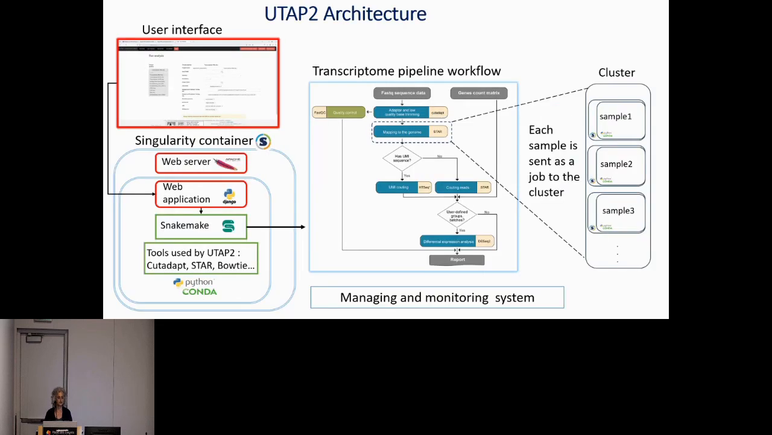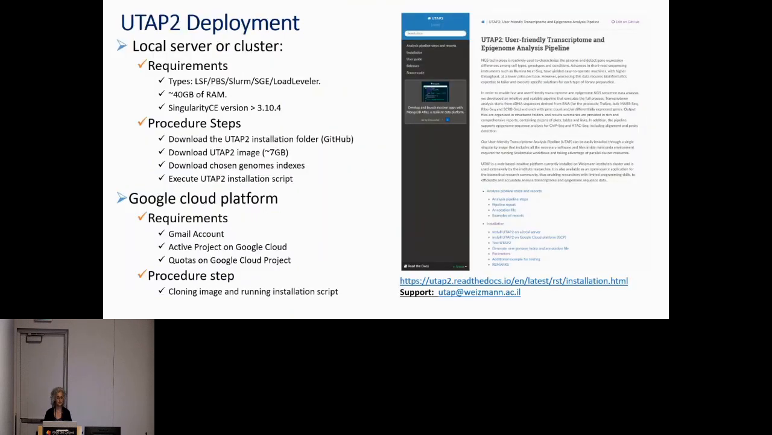So the UTAP architecture is based on a Singularity container that basically encapsulates all the necessary software. When the user submits a pipeline via the interface, the appropriate Snakemake is executed. Within the workflow, parallel jobs per sample will be submitted to the cluster. This setup also includes a managing and monitoring system. UTAP can be deployed. It's free and ready for you to use on a local server or in a cluster or on Google Cloud. All the details of how to install it are found in Read the Docs.